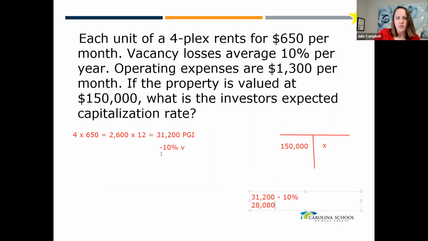Stick that down here. So when I deduct 10% from my PGI, I get an EGI of $28,080. In a perfect world, I would collect 31,200. In reality, I'm only collecting $28,080. PGI versus EGI. Questions so far?